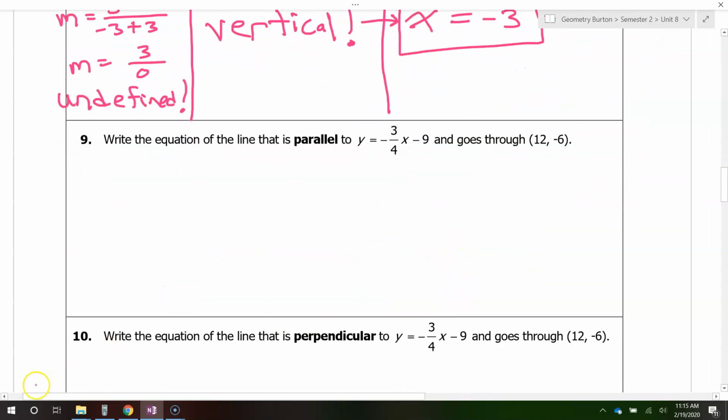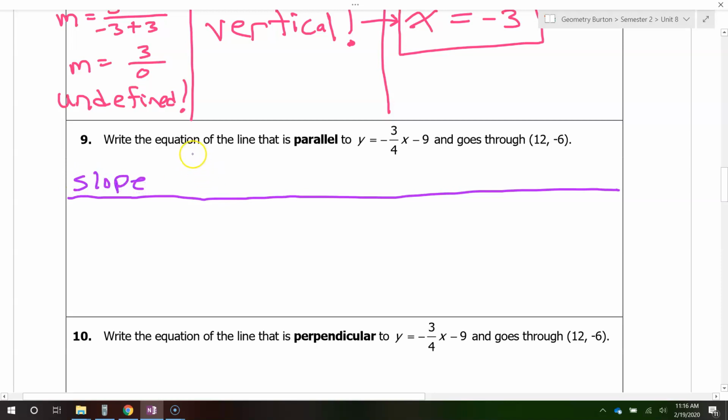All right, let's take a look at number 9. Here comes my graphic organizer once again. Love it. So I'm going to need the slope, and I'm going to need the y-intercept. And then I can write the equation.